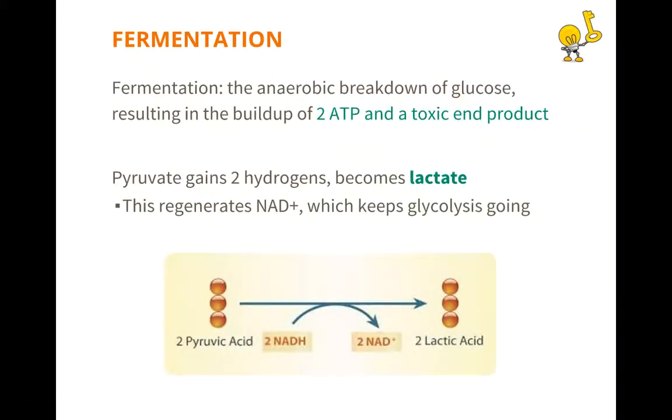Now, what about those organisms that do not use oxygen, or even within our bodies? What if we're at an oxygen debt? The process of fermentation is defined as the anaerobic breakdown of glucose. And as you can see here, we end up with 2 ATPs and a toxic end product. And that toxic end product we're going to get is called lactic acid or lactate. And that is from changing pyruvic acid by addition of 2 hydrogens from 2 NADHs into this still 3-carbon molecule, but it's gained 2 hydrogens, which is why it turns into an acid.